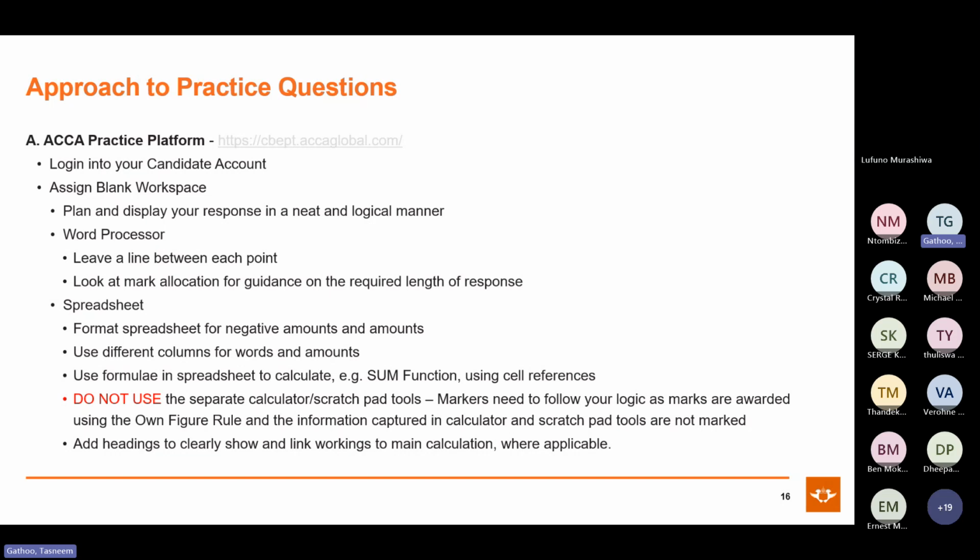A really important thing, especially with tax, is because a lot of it is calculation based. The ACCA markers will use something called the own figure rule. What that means is that if, for example, in one amount you make a mistake, throughout the rest of the question, you will not get penalized for getting that amount wrong a second time. They will mark your answers with your error as you go along. So it's just important to please make sure that you show that as logically as possible so that you can get the maximum amount of marks.